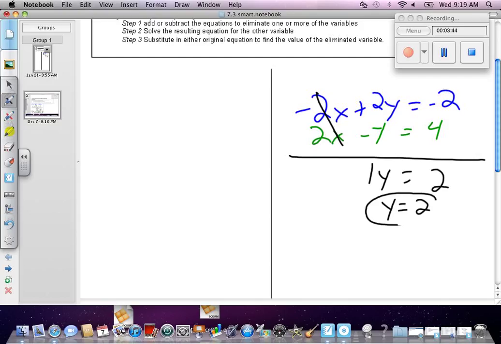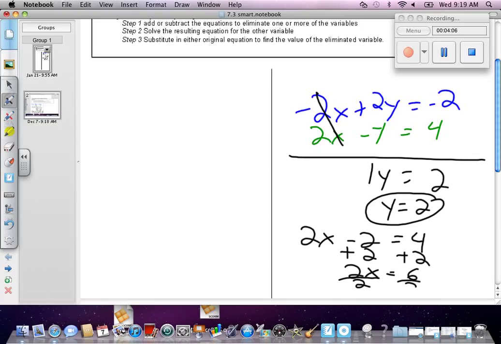Is everybody okay with this so far? Yeah. Okay, now we're going to plug it back in. Doesn't matter which one you plug it back into. I'm going to do the green one. 2x minus 2 equals 4. Add 2 to both sides. 2x equals 6. Divide both sides by 2. X equals 3. Yay. If you plug them into either one, you get the same answer. So I could have plugged it into the blue one and I would have the same answer.